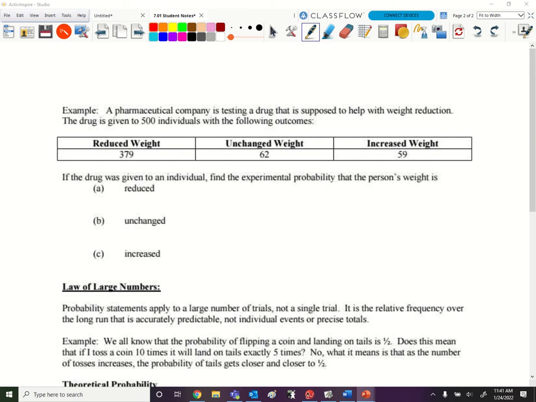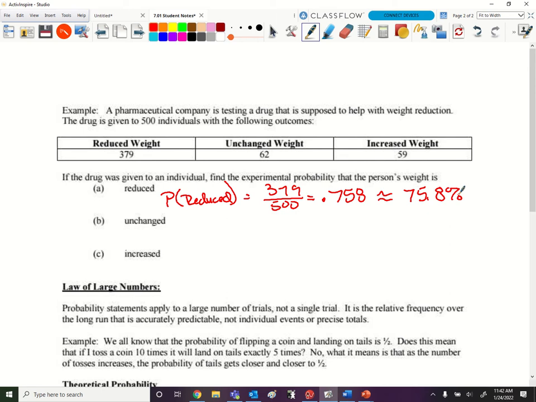So the reduced weight is going to be referred to as P of reduced. That's going to give me my 379 out of my total 500. I'm going to divide that out. It's going to give me 0.758, or as a percentage, 75.8%. So you can go ahead and calculate this on your calculator if you need to. I'm just going through and plugging in mine for this.